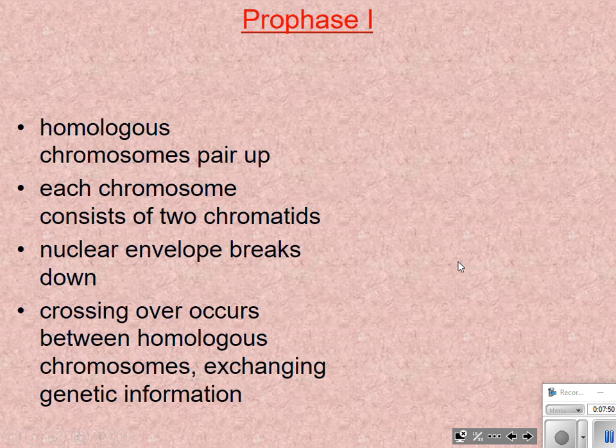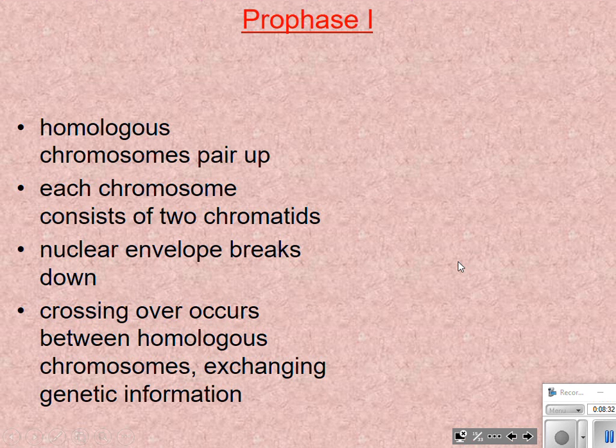What is happening during prophase 1? Homologous chromosomes pair up. Each chromosome consists of 2 chromatids. The nuclear envelope breaks down. Remember, during prophase 1, the nuclear envelope is disintegrating. And, ladies and gentlemen, crossing over occurs between homologous chromosomes, exchanging genetic information.